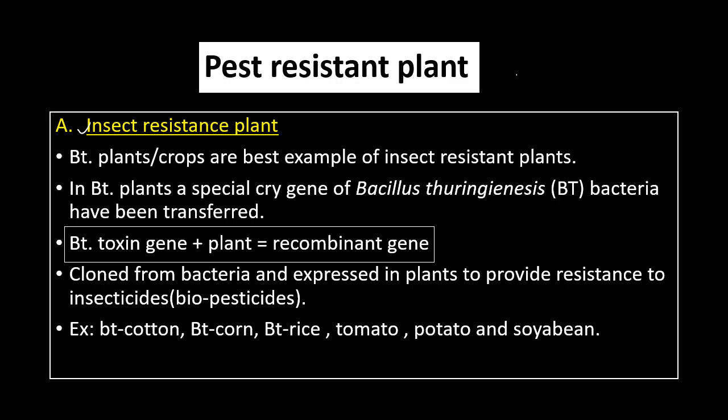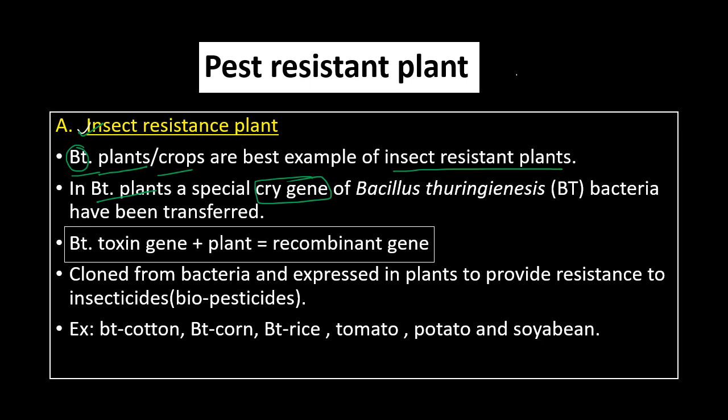So insect resistant plant. What is an insect resistant plant? To produce insect resistant plants, we use a bacterium known as Bacillus thuringiensis. This Bacillus thuringiensis introduced into plants and crops is the best example of insect resistant plants. These Bt plants contain a specific gene known as cry genes. This cry gene is present inside the bacterium Bacillus thuringiensis.